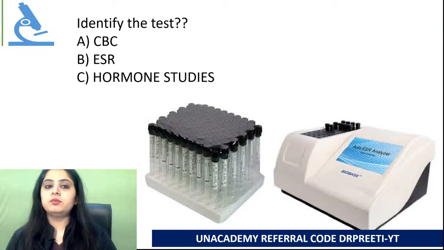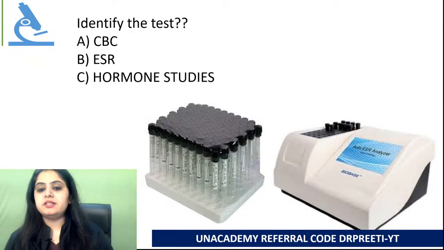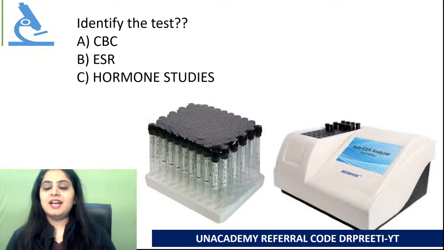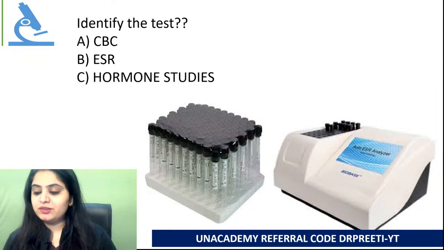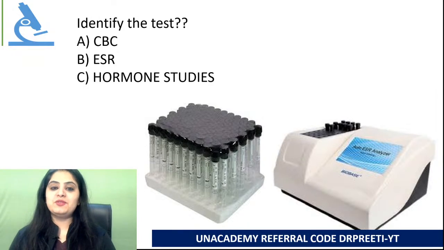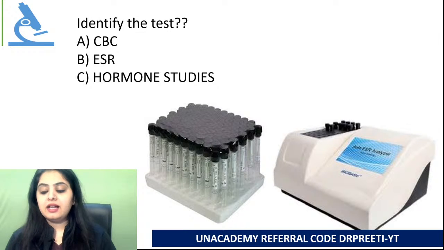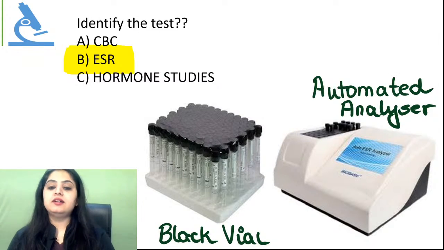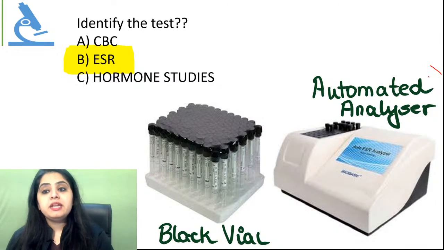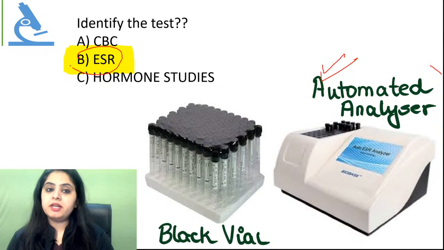Okay, coming to this one. Identify the test. CBC, ESR or hormone studies. I think the machine also has writing on it. So if you're not good with the theory, you should be good with copying, and that is written on the machine as well. This is a black color vacutainer which we use for automated ESR, automated analyzer, erythrocyte sedimentation rate.